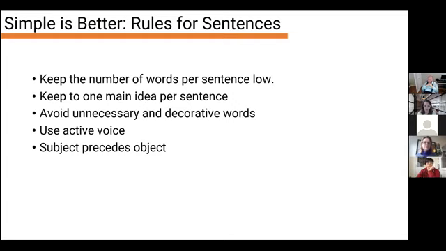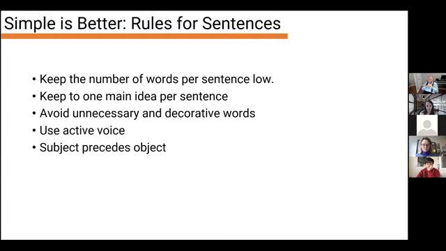So, I can say the COVID-19 virus is very dangerous. Therefore, it's important that you stay at home. So there, that's a compound sentence with two elements connected by a conjunction, therefore. But it has one idea that cuts through the entire sentence.